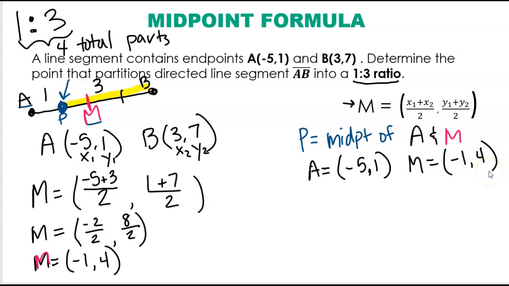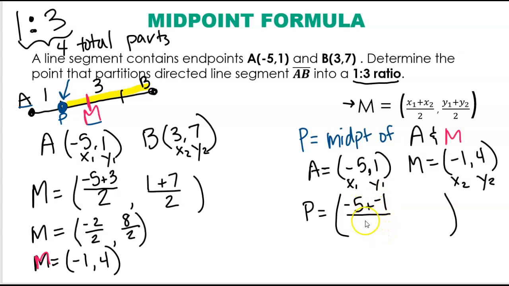And again, we're using the midpoint formula. So I add my x's, divide by 2. Add my y's, divide by 2. So x1, y1, x2, y2. Remember, we are finding our P, which is the midpoint of AM. So adding my x's, I've got -5 plus a -1. Don't forget those negatives. Then divided by 2. And then you add your y's, 1 plus 4 divided by 2. So it is going to be -5 plus -1, which is a -6, and then 1 plus 4, which is 5, divided by 2.